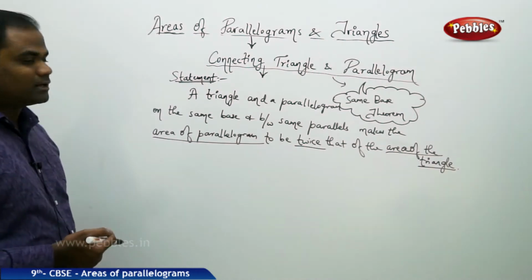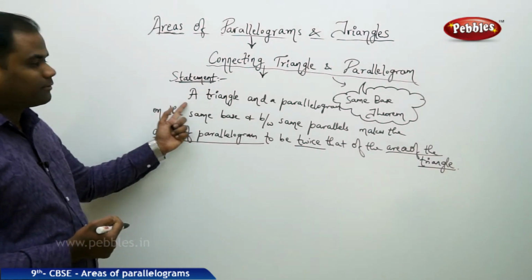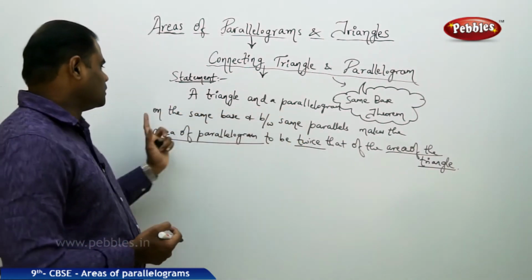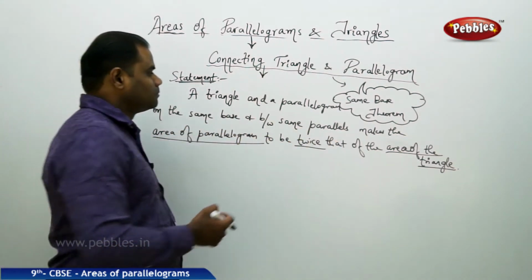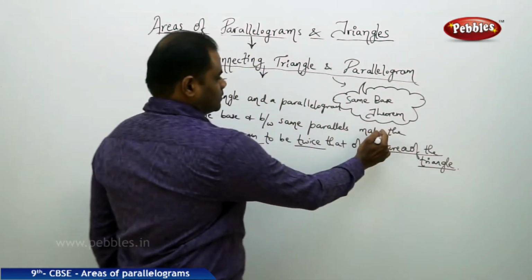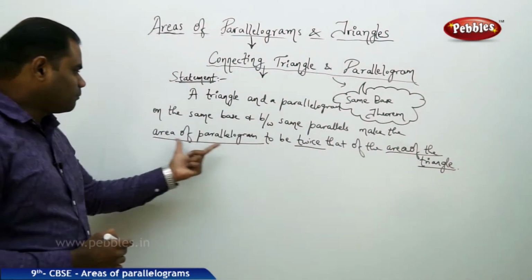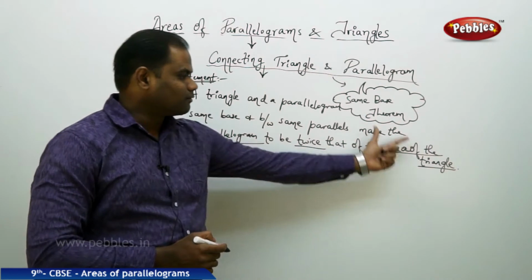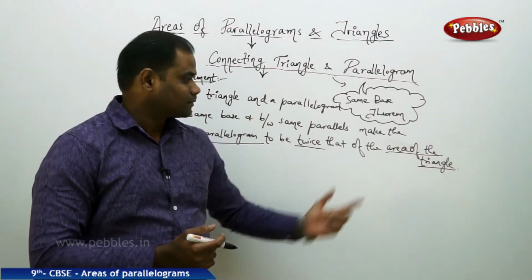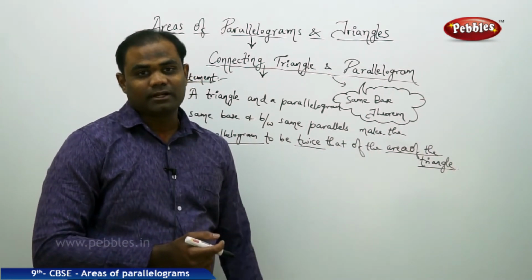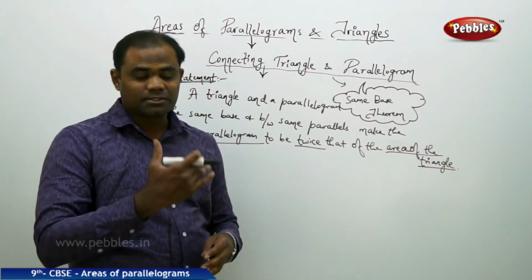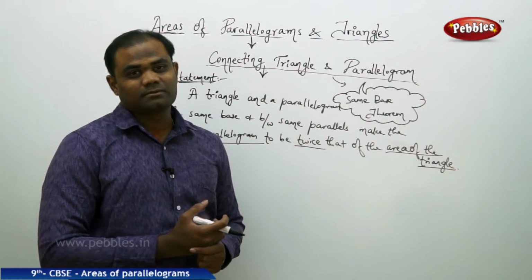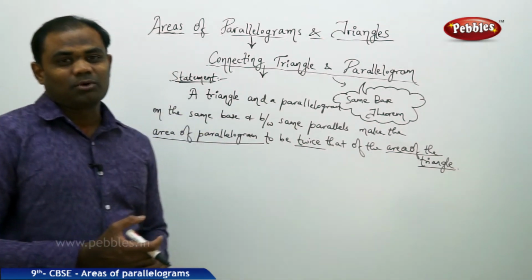So the statement is very clear: a triangle and a parallelogram on the same base and between same parallels make the area of the parallelogram twice that of the area of the triangle. This is how we understand the connection between a triangle and a parallelogram when they are on the same base and between same parallels. Let's see the property in brief.